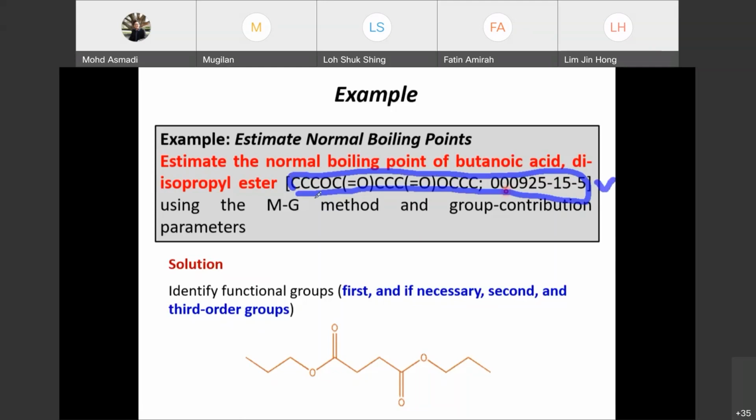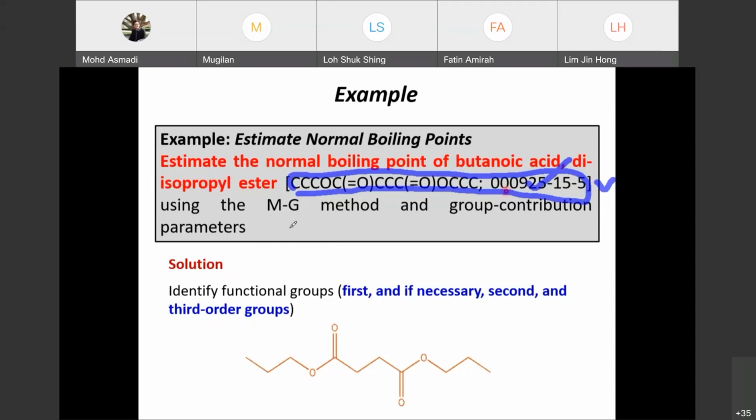This is the structure for butanoic acid diisopropyl ester. If you insert this into ICAS, we can generate this compound in the software. I think it's also from the website SMILES, we can generate it from Google's SMILES as well. Using the Marrero-Gani method and group contribution parameters.